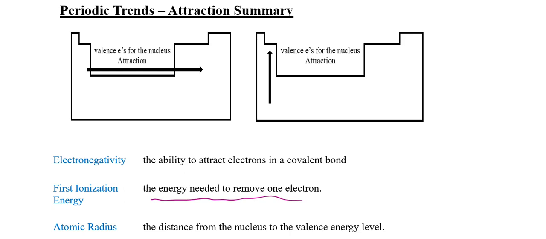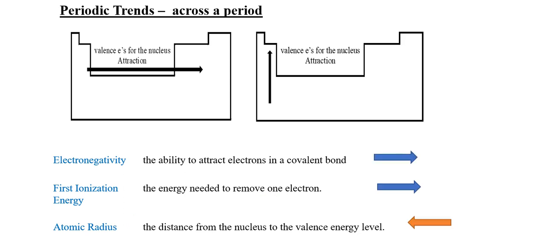Okay, the atomic radius is just like 2 kids in the class. If there's a lot of attraction between them, the distance between them drops. If there's no attraction between them, kind of a repulsive effect, the distance grows. Okay, so if we go across a period, we should see electronegativity and ionization energy increasing with the attraction, and the atomic radius decreasing with the attraction, because as the electron gets more attracted to the nucleus, it moves in, so the cloud shrinks as you go across.